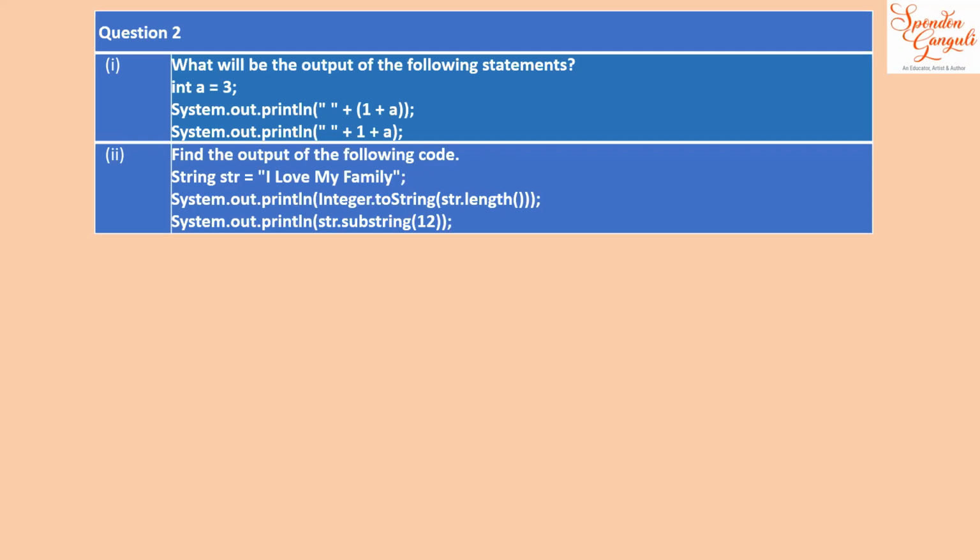Second question is find the output of the following code. String str equals "I love my family". System.out.println Integer.toString of str.length, and System.out.println str.substring(12). Let us see the answers.